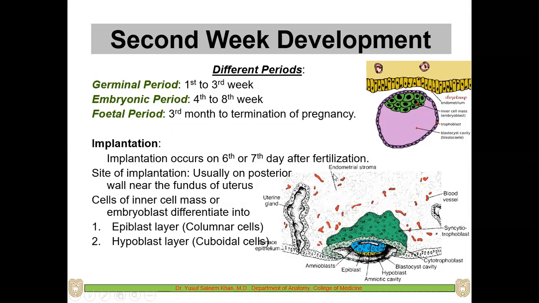This is the wall of the uterus. This is called the endometrial stroma or the endometrium. And here you can see uterine glands. Okay, so this is the lining epithelium which has been eroded. Now it is getting inside the wall of the uterus.